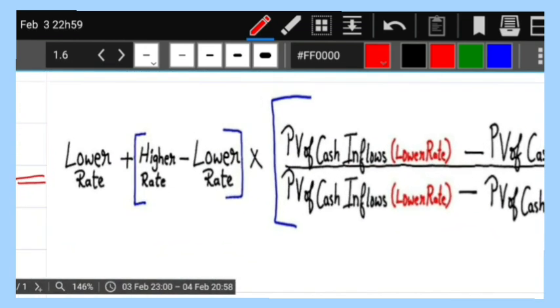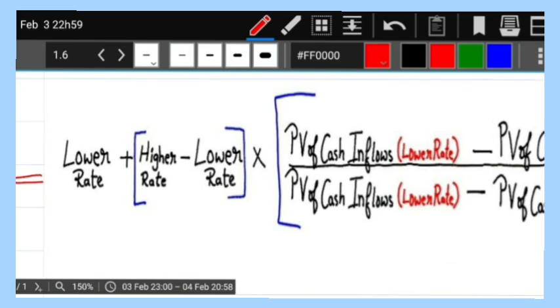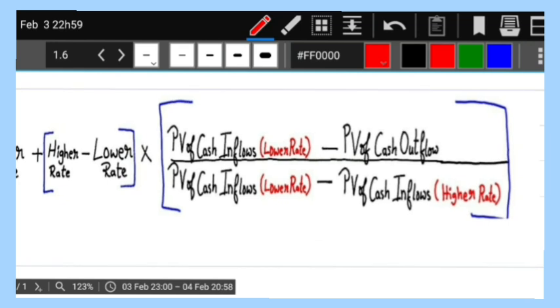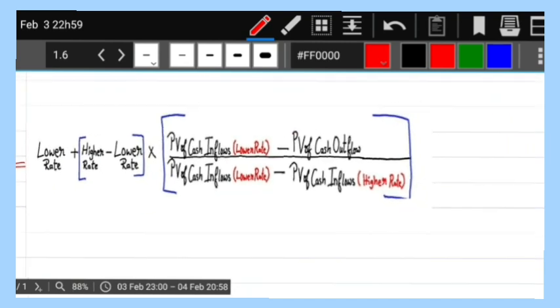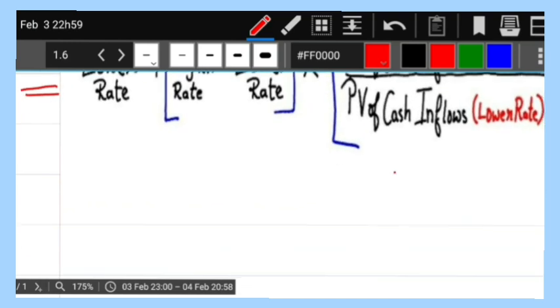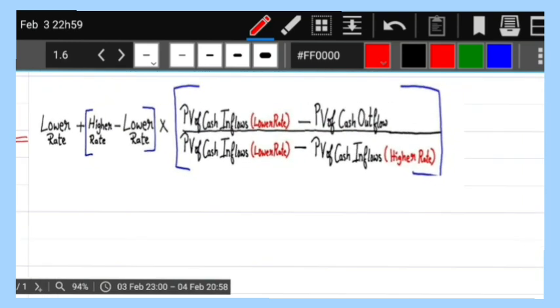I have already written here: lower rate plus, you have to put a bracket, higher rate minus lower rate into, again put a bracket, present value of cash inflows at lower rate minus present value of cash outflow, divided by present value of cash inflows at lower rate minus present value of cash inflows at higher rate. Okay, after writing this, now we have to substitute the values.